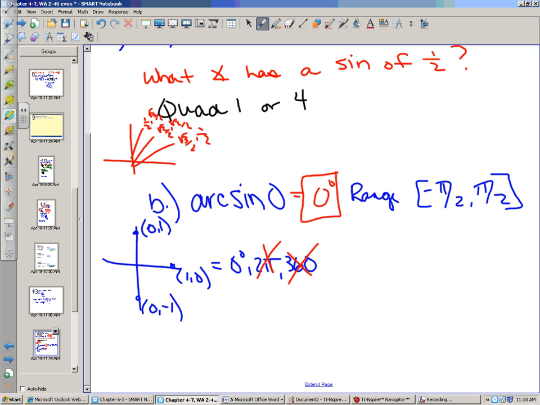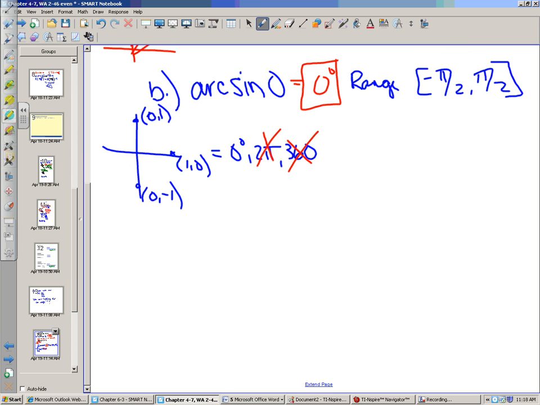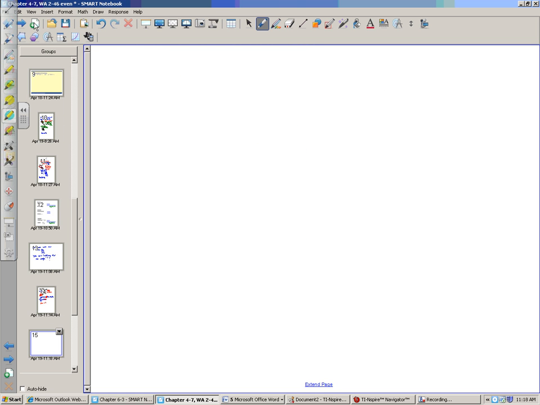Any questions over 1 through 7? Do you understand what you need to do? Next, number 8. Y is equal to sine inverse of x. They say, consider the function y equals arc sine of x. And then they say, use the graphing utility to complete the table.